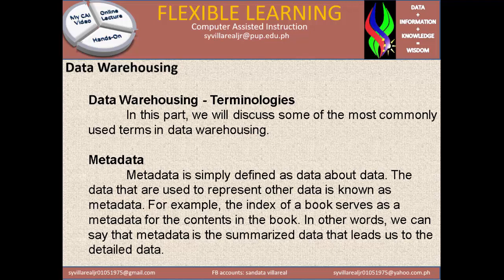For example, the index of a book serves as metadata for the contents in the book. In other words, we can say that metadata is the summarized data that leads us to the detailed data. Okay? So, metadata is the summarized data. But to make sure that you clearly understand metadata, it is a subdata. Again, a data with a subdata, and this subdata has its own subdata.